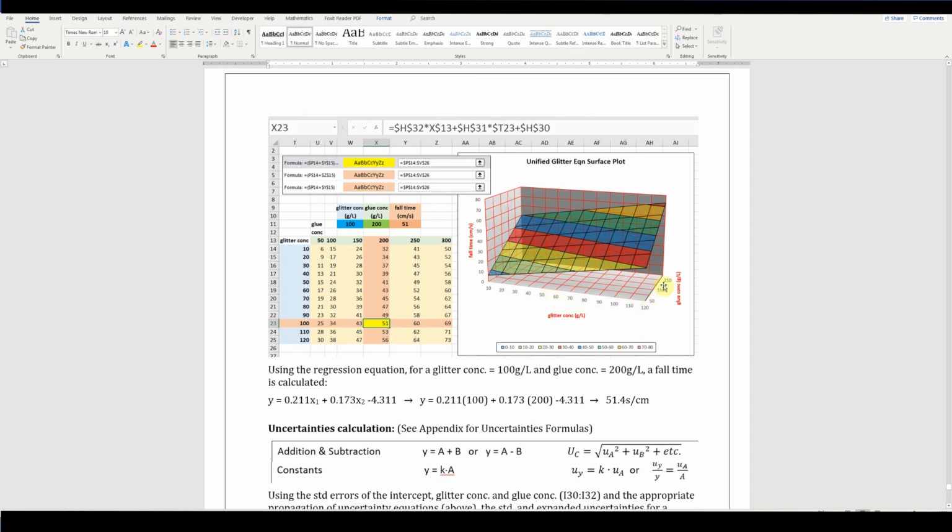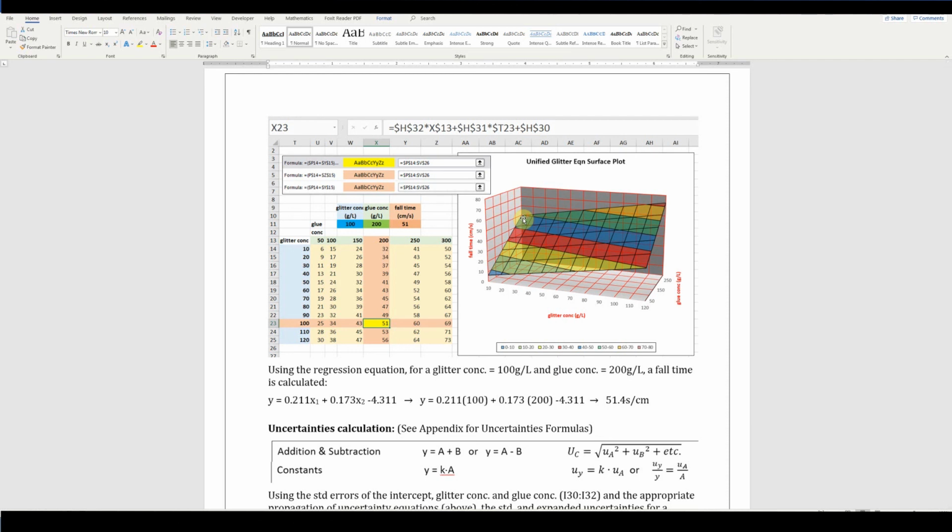So let's consider moving along the back wall where the glue concentration is constant at 250 grams per liter. We can see that as we increase the glitter concentration from 10 to 120 grams per liter, the fall time increases. Seems reasonable. Likewise, if you consider the side wall where the glitter concentration is constant at 10 grams per liter, you can see that as the glue concentration increases on the depth axis, then the solution becomes thicker and the fall time increases as well. Notice it's a flat surface, and that's a good representation of a multiple linear regression application.